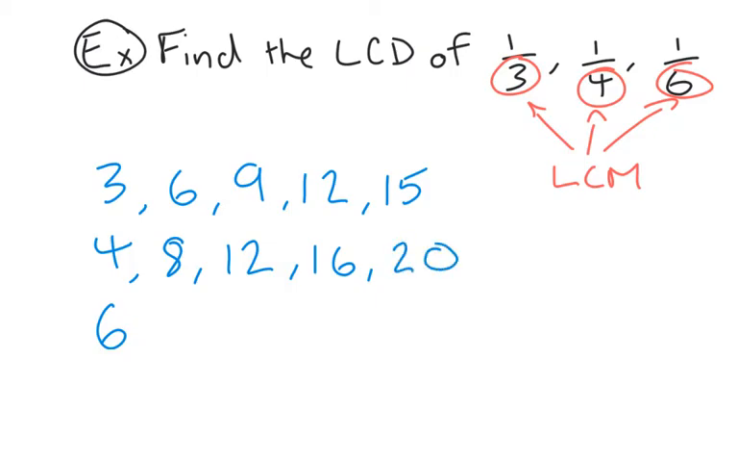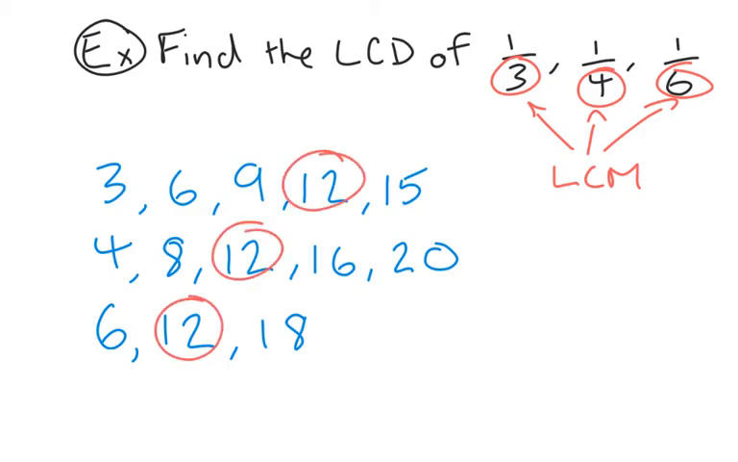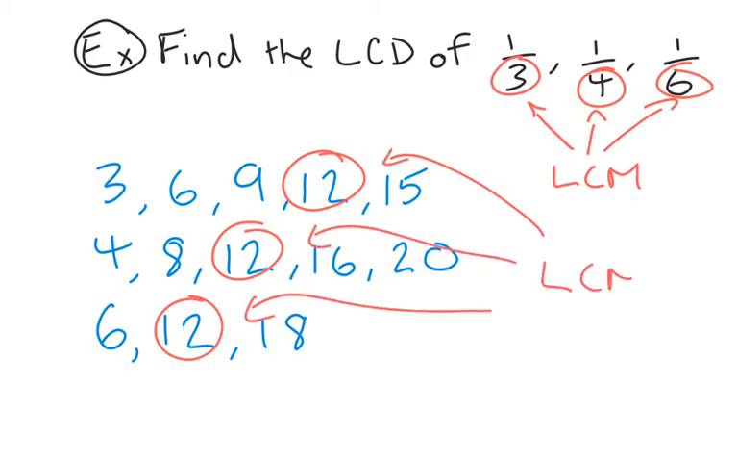Now let's move on to 6. 6 plus 6 is 12. 12 plus 6 is 18. But hold on. I've noticed that we have a common number between these 3 sets of numbers. And because this is the lowest common multiple, let's draw a little arrow to indicate that 12 is indeed the lowest common multiple.